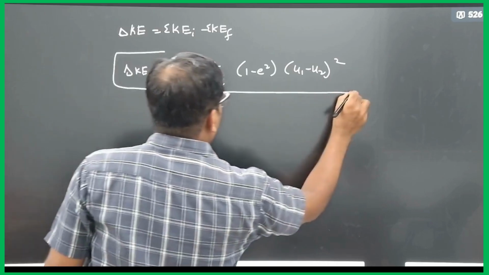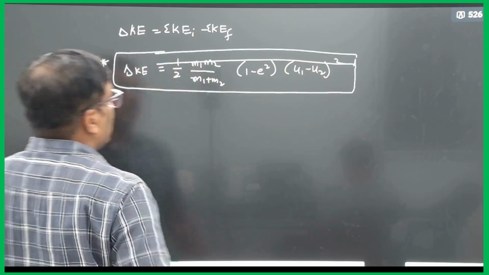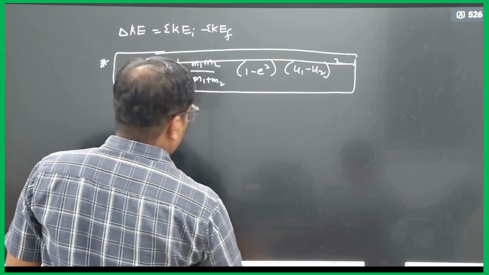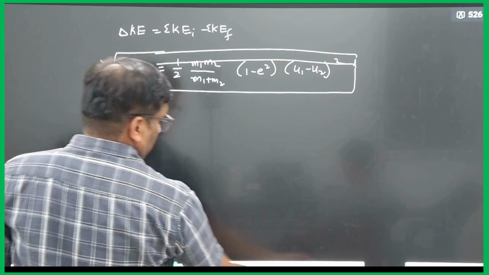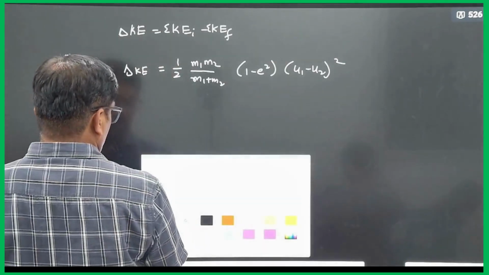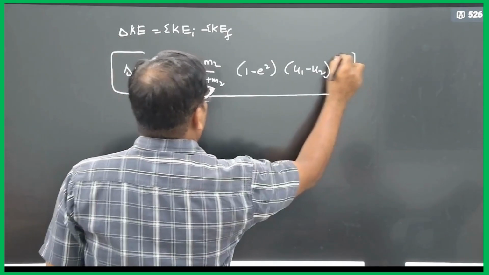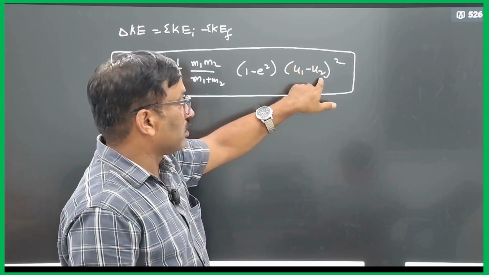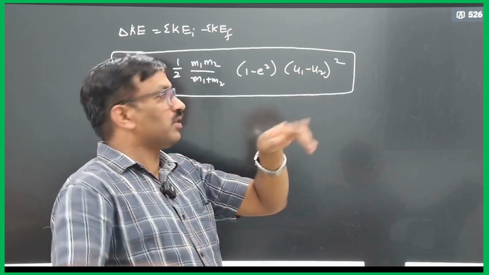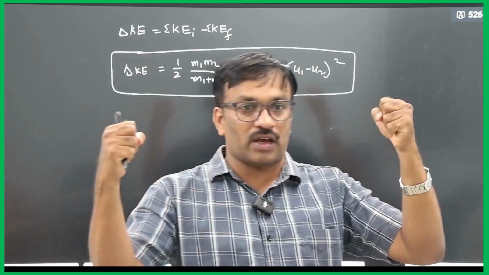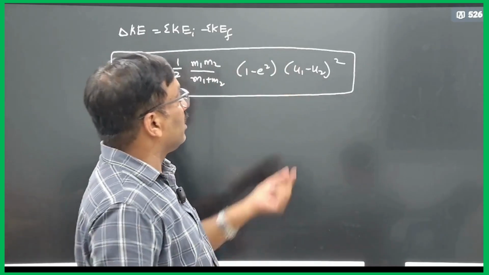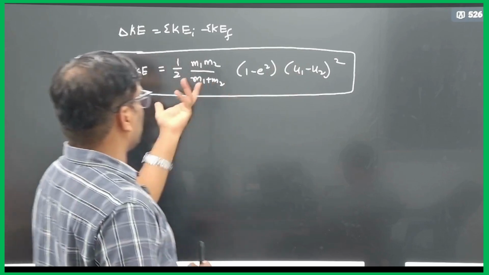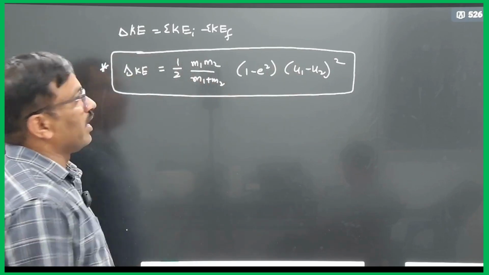Here is one small important concept. Here u1 minus u2 is used if the two objects are going in the same direction. Suppose the two objects are going in the opposite direction to each other, then here you will write u1 plus u2. That is the only condition, the rest of the thing you can calculate for the loss of kinetic energy.